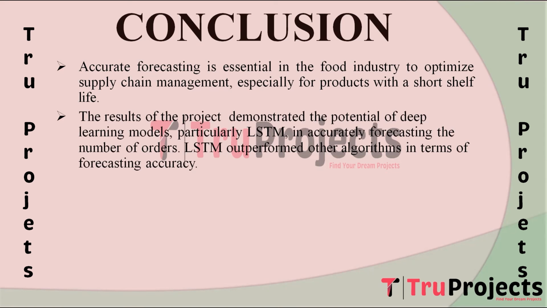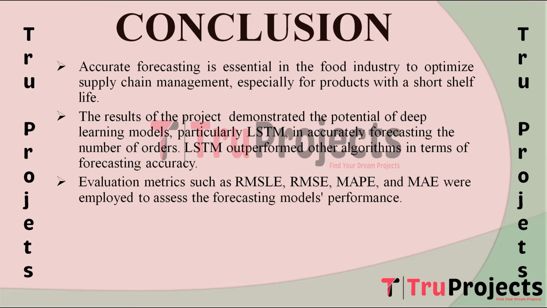The result of the project demonstrated the potential of deep learning models, particularly LSTM, in accurately forecasting the number of orders. LSTM outperformed other algorithms in terms of forecasting accuracy. Evaluation metrics such as RMSLE, RMSE, MAPE, and MAE were employed to assess the forecasting model's performance. The project used a set of evaluation metrics including root mean squared logarithmic error, RMSLE, root mean squared error, RMSE, mean absolute percentage error, MAPE, and mean absolute error, MAE, to assess how well the forecasting models performed. These metrics provided a quantitative measure of accuracy and reliability.